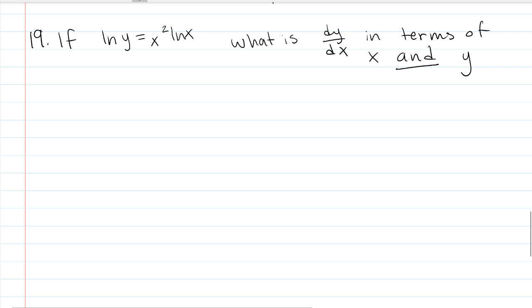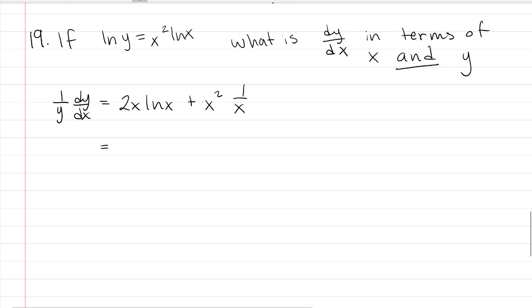So now we're just going to take the derivative of both sides, the same way that we did before. So the derivative of the natural log of y is 1 over y dy dx, and it equals 2x natural log of x plus x squared times 1 over x. So this is just the simple differentiation rather than the complicatedness I was trying to make it.